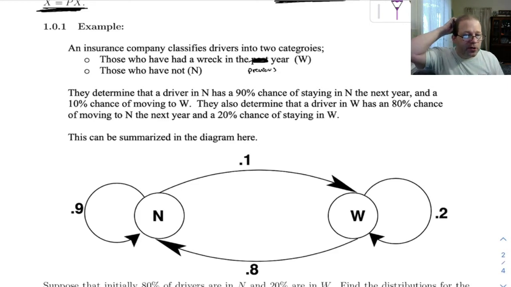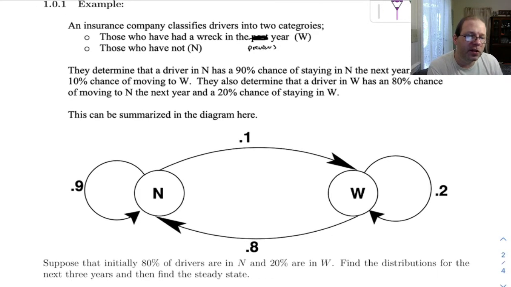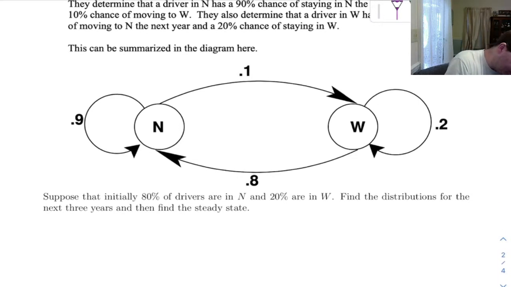So they determined that a driver in N has a 90% chance of staying there for the next year and a 10% chance of moving to W. And if a driver's in W, they have an 80% chance of moving to N and a 20% chance of staying in W. So we've got the diagram here, and I want to write out the matrix. Well, first let's read. What are they asking us to do? Suppose initially 80% of the drivers are in N and 20% are in W. Find the distribution for the next 3 years and then find the steady state.